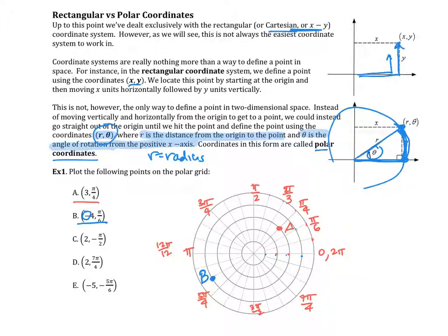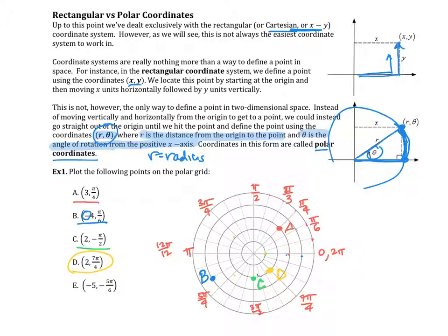Okay, let's try the next one. Do that one green, letter C. So we have a positive 2, I'm right here, then I'm going to go backwards rotation, pi over 2 units. So you are going to end up on the negative y-axis. So that's our C. Let's try yellow for D. For D, we go out a radius of positive 2, and we rotate 7 pi over 4. So that's 1 pi over 4, 3 pi over 4, 5 pi over 4, 7 pi over 4 is right here. So this is my letter D.